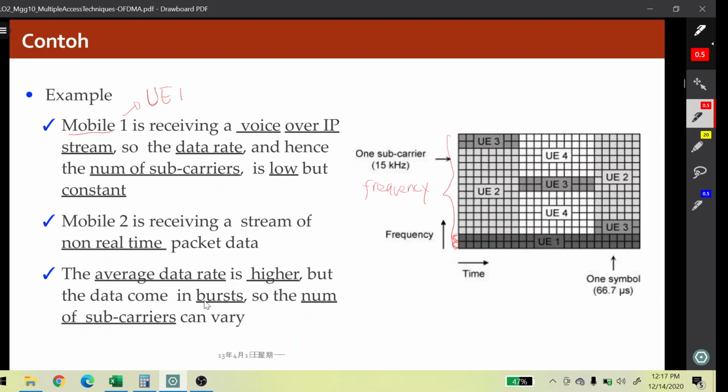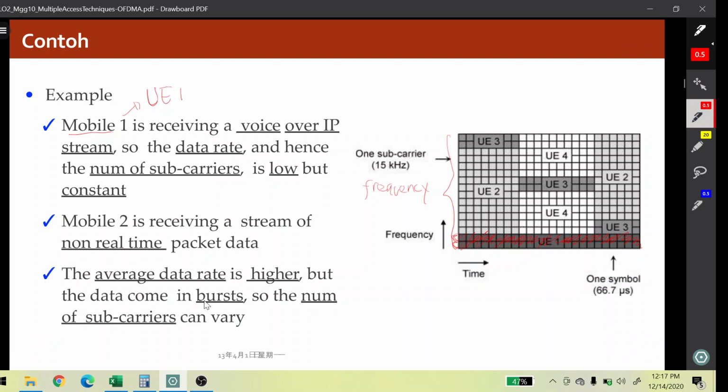So in the time domain, we could see over here, we block this resource block with a very small frequency subcarrier. However, we allocate all of this time period for one resource block for voice over IP.